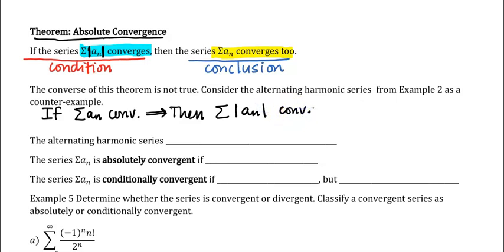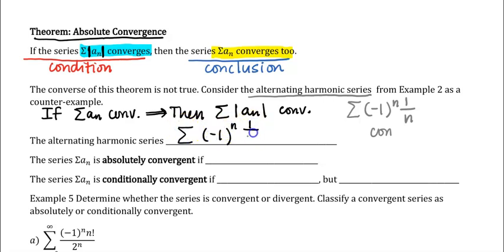For example, in number 2, we looked at the alternating harmonic series. The alternating harmonic series was the series of -1 to the n multiplied by 1 over n. We concluded by the alternating series test that this does converge. In fact, there's a blank right here to write it. We know that that series converges by the alternating series test.